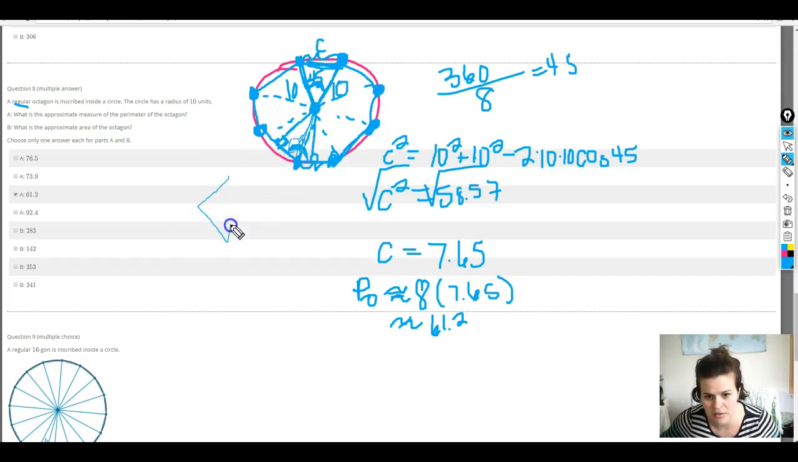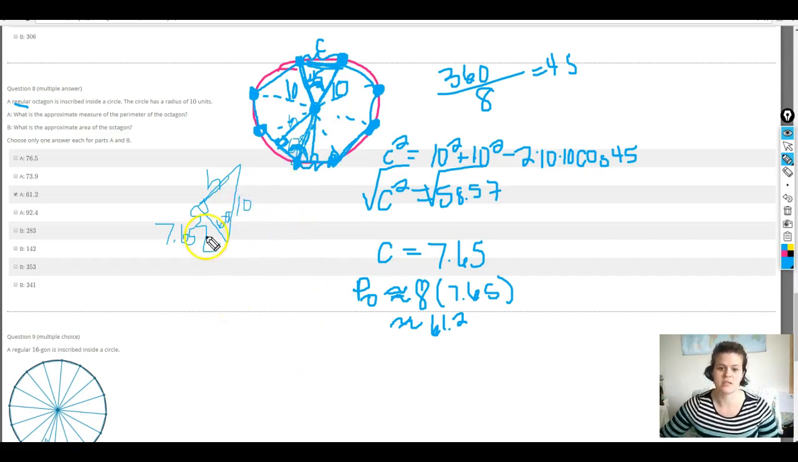I'm going to draw that triangle out over here. So this is the height right here that I'm drawing. This we found to be 7.65. And this angle right here is 67.5 degrees. And we do know from the center to the vertex of our octagon is 10 units because it's a radius. So if I'm looking at this, since I have a right triangle, I can use our trig functions of sine, cosine, and tangent.